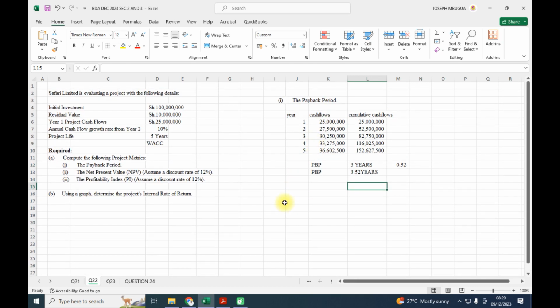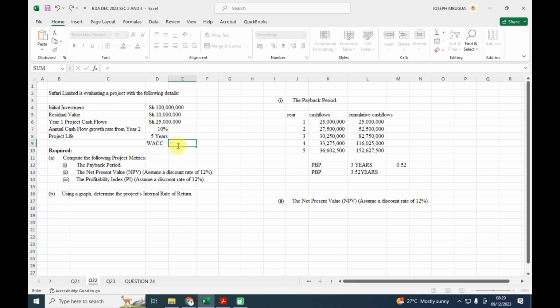So we go to number 2. We are done with the first one. Number 2, we need the net present value. And we're told to assume a discounting rate of 12%. So here our WACC will be 12%. Therefore we shall have the years: year 0, year 1, year 2, and it will continue.